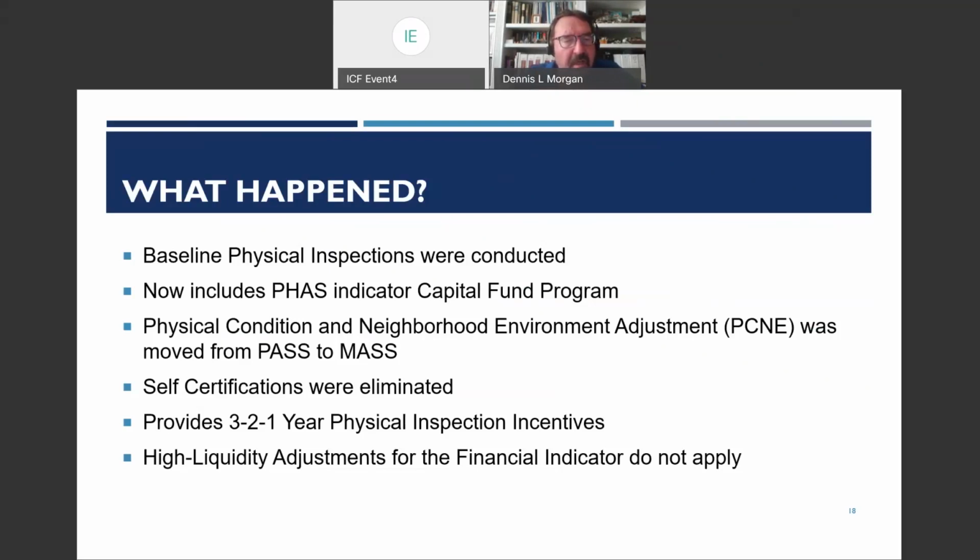In other words, on that property, if I score 90 or higher, then that unit or that property will be re-inspected every 3 years. If I score between 89 and 80, then it's subject to inspection every 2 years. If I score 79 or below, then it's subject to inspection on an annualized basis. If I get labeled cap troubled, or I get labeled troubled, no matter what the score was on that particular AMP, then I'm going to be inspected on that property every year. This is your 3-2-1 year physical inspection incentive.